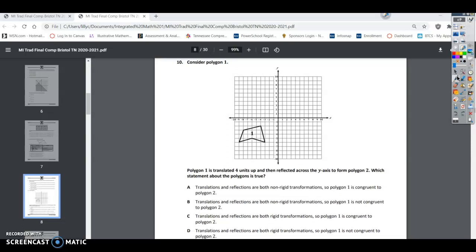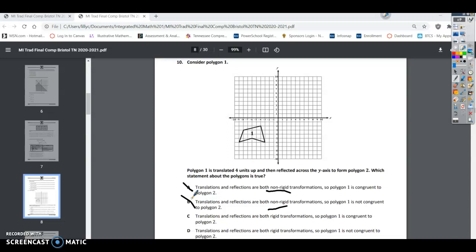All right, so remember you can shift this up and down, you can shift it left or right, and you can reflect it, and it doesn't change the shape or the size of the polygon. So in order for that to happen, that means it is a rigid transformation. So both A and B, where it says non-rigid, we can cross those out. We know that these are not options because of the non-rigid part.